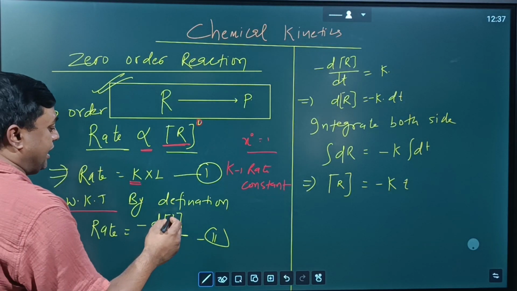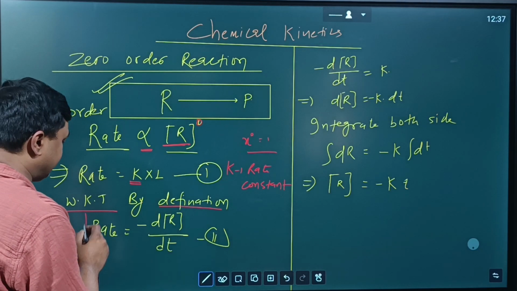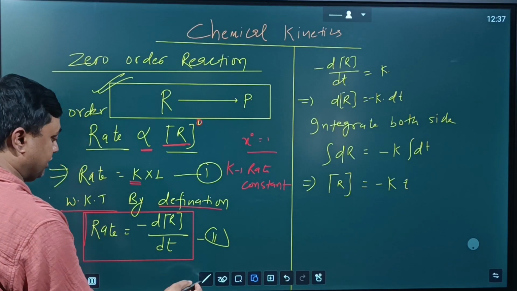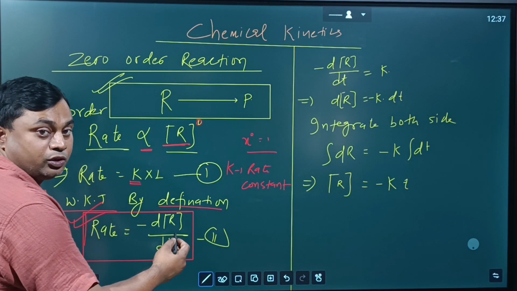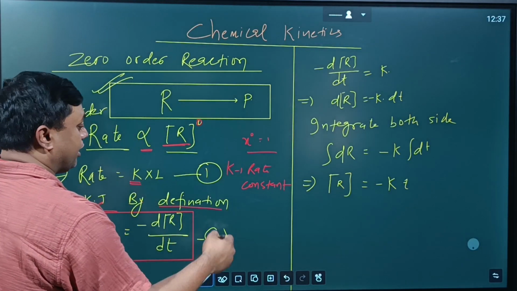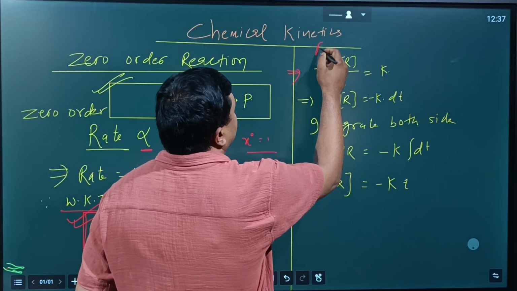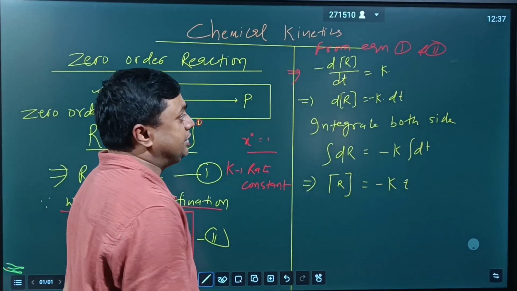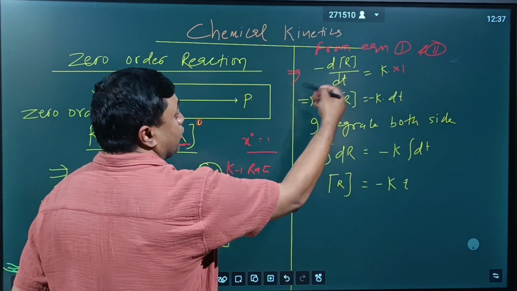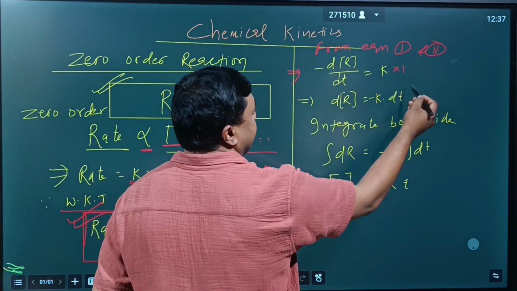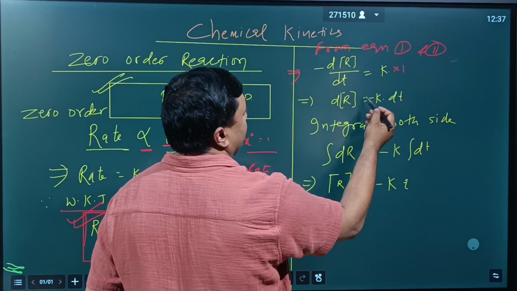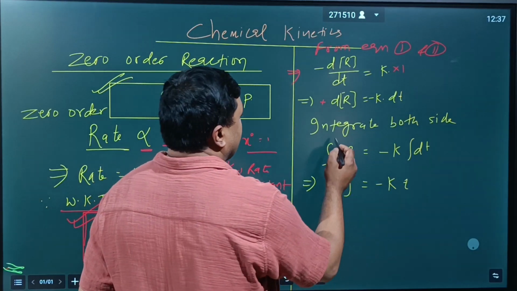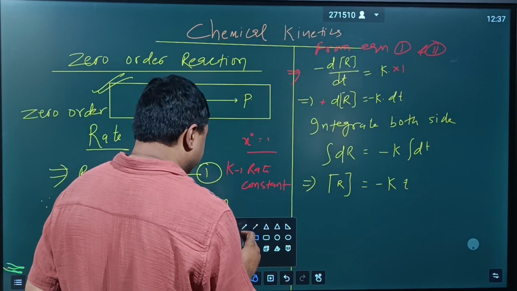We know that by definition, rate is nothing but minus dR by dt. By definition, rate is the decrease in concentration of reactant with time. So we can equate both equation 1 and 2. Once you equate, we can write minus dR by dt is equal to K into 1. Or cross multiply, so minus dR is equal to K into dt. Once you multiply with minus on both sides, we can write plus dR is equal to minus K into dt. Now we have to integrate both sides.